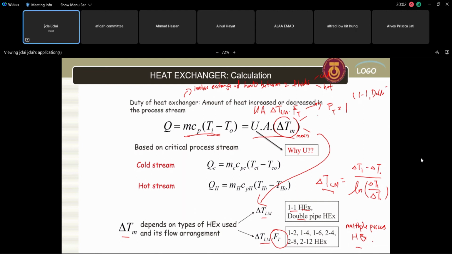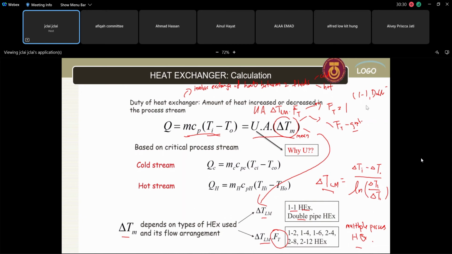Okay, for multiple pass, FT you need to determine using a graph. Okay, all this will be explained in the video lecture, so I want you to go through the video lecture. Now I'm giving an overview. The professor will teach you how to do the correction, how to get the correction factor using the graph.